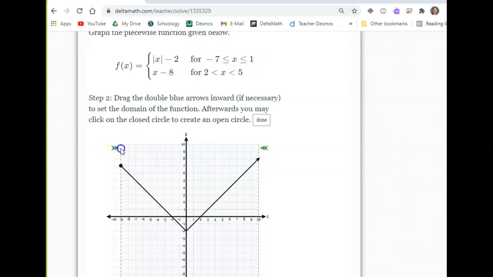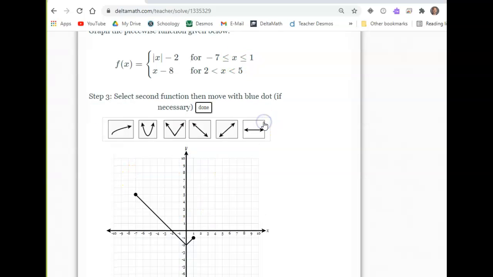So I'm going to grab this arrow. I'm going to go from negative 7. Is that on? I'm at a really bad angle. Does that look good? I think that's good. And then I've got to bring this to 1. Now we do have to be careful. Notice they're both closed circles. So I do have closed circles. So that part is good.